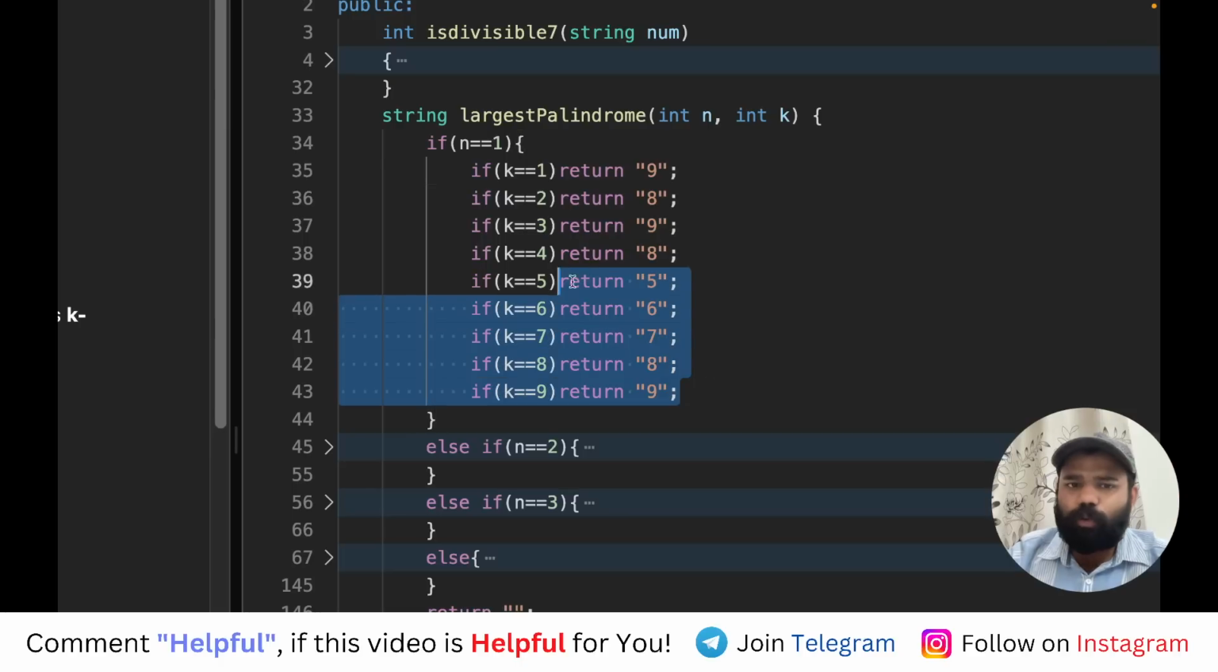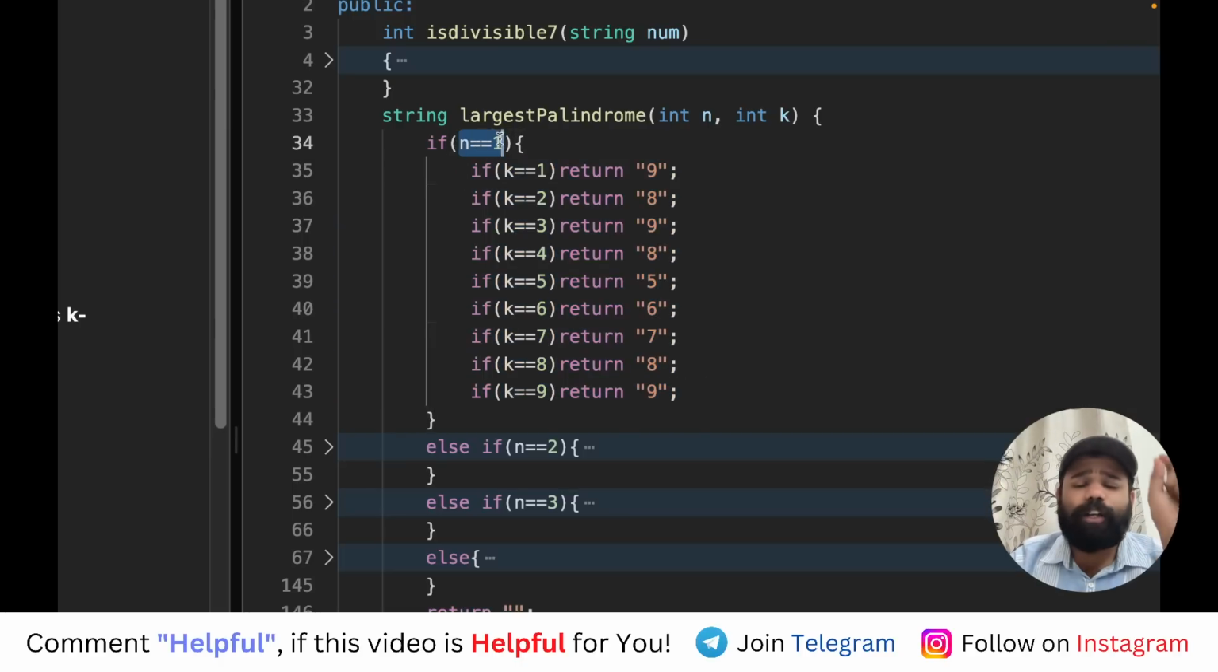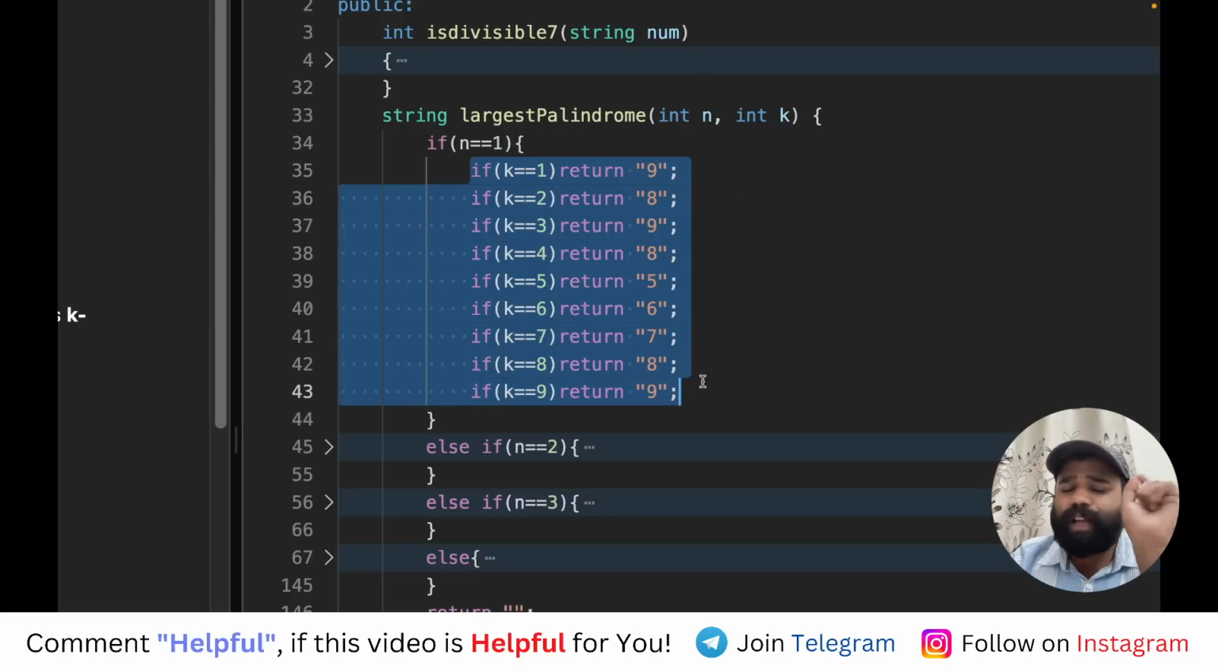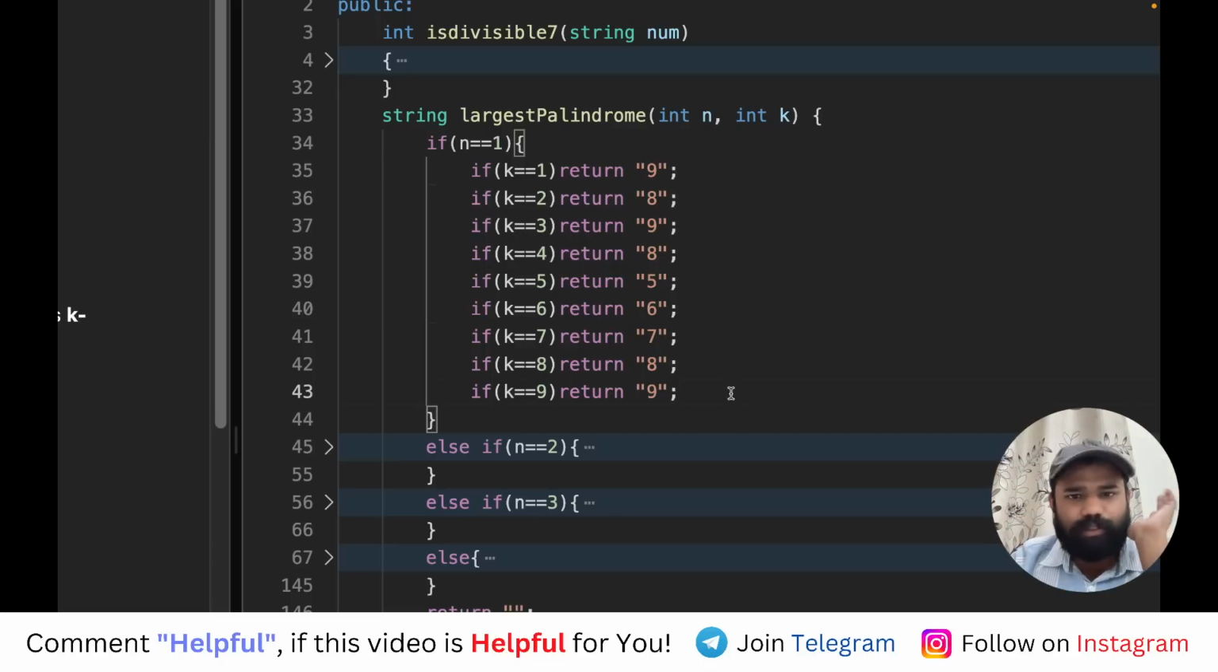Right. This is how we will have for n=1, only for a one-digit number, for a given k, what is the maximum number of length 1 which is divisible by k. I have just hard coded this value. I hope this is clear. And same for 2 and 3 also.